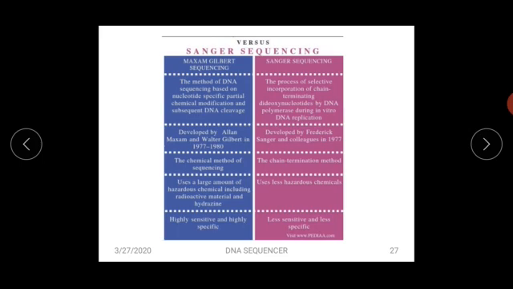Further, we have already discussed their development, the years, and how they are named. The Maxam method is also called the chemical modification method for sequencing, and the Sanger method is called the chain termination method. The Maxam method uses large amounts of hazardous chemicals like radioactive materials and hydrazine, which is not good. This method is highly sensitive and highly specific, whereas the Sanger method is less hazardous, less sensitive and less specific.